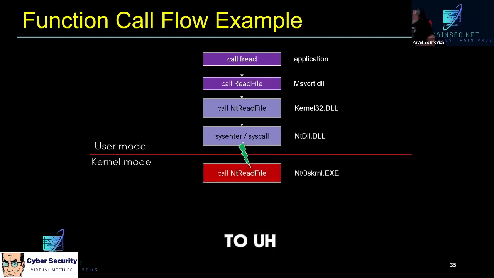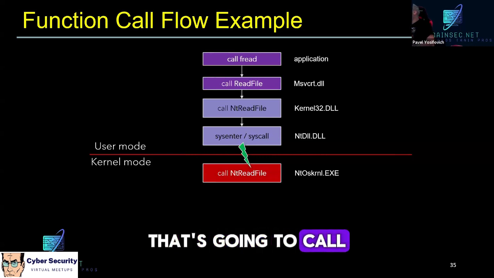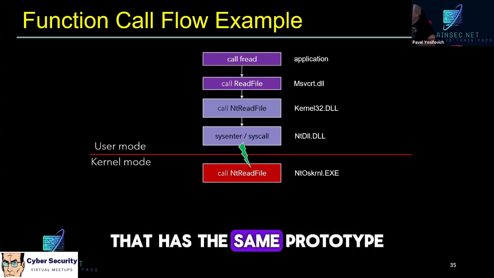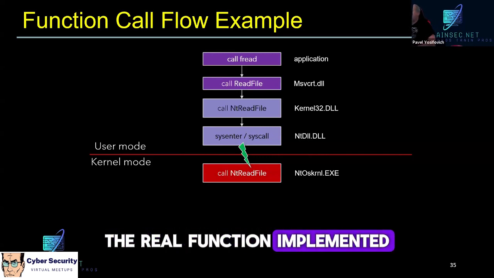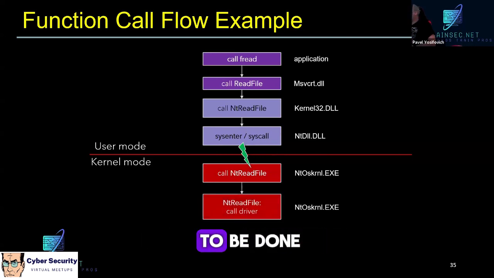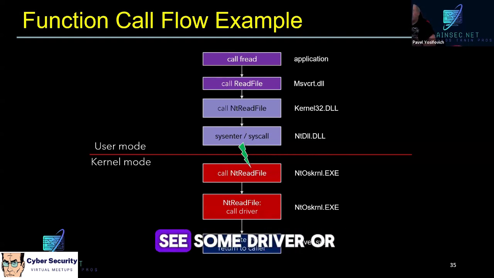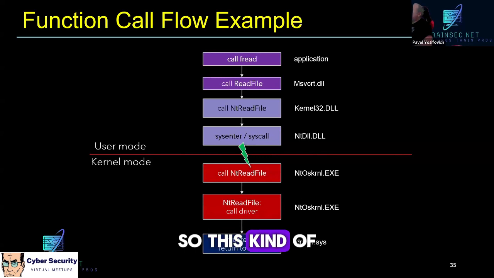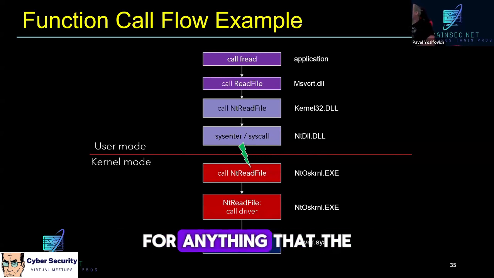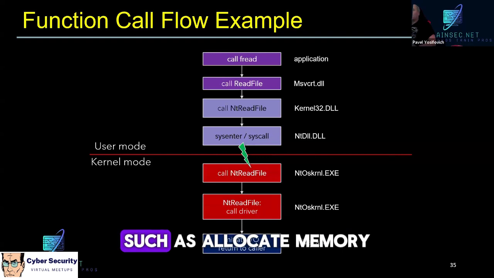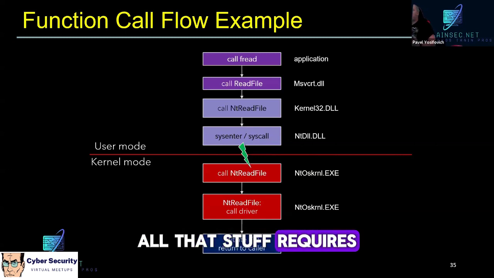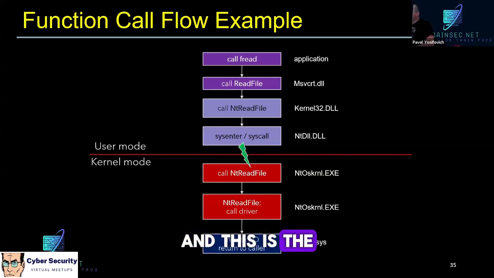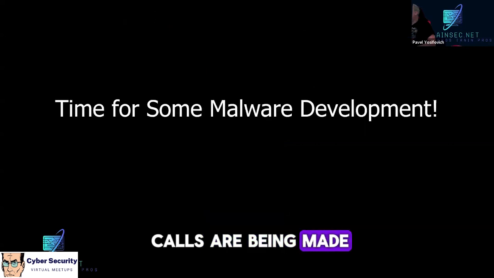And here we're going to a function that's going to call the real NtReadFile function that has the same prototype, the same parameters as the one in user space, but it's actually the real function implemented by the kernel. And this is going to do whatever needs to be done. It might need to call some kind of kernel driver, such as the NTFS file system driver or something, to do the work. So these kinds of transitions happen all the time for anything that the kernel is asked to do, such as allocate memory, read from files, create processes. All that stuff requires kernel intervention. And this is the way these calls are being made.